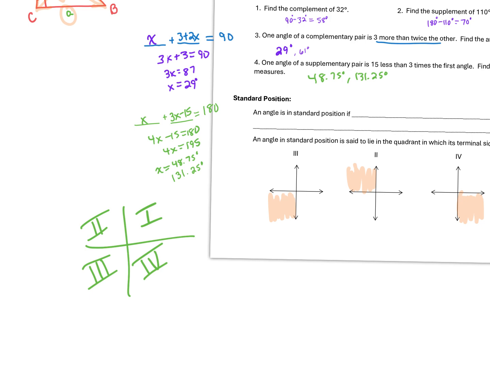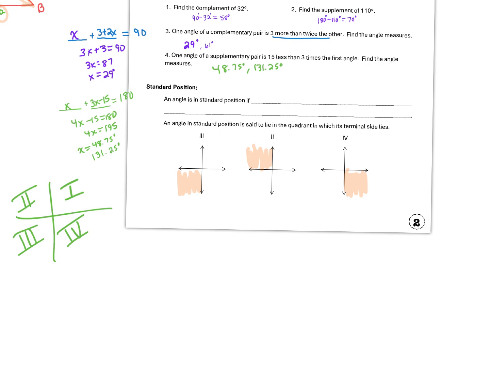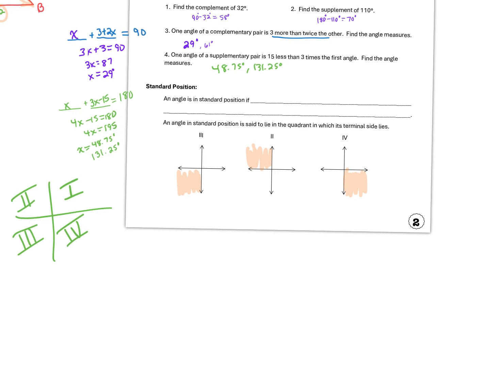We're going to use some terminology here that I need to make sure you're familiar with. If you notice, this is saying an angle in standard position is said to lie in the quadrant in which its terminal side lies. You're going to see a lot of problems and examples where they're talking about the terminal side. So I need you to think about what that means.